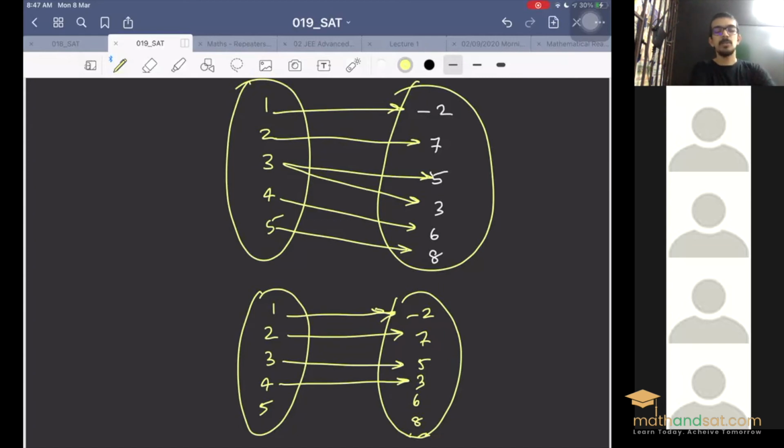Is this a function? Is the relationship shown here, the mapping or the pairing that I've shown here, a function? That's my question. Please let me know. Just give me a yes or no. What do you think about this?